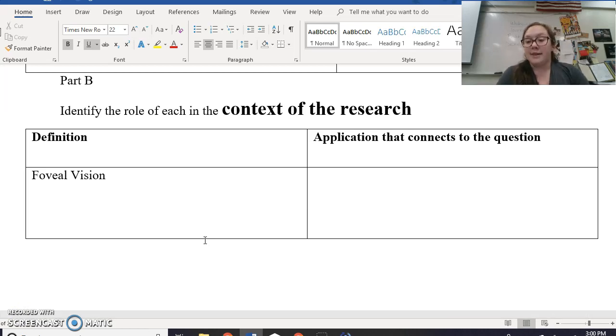So anyway, as I was saying, when you are identifying the role of each of these particular mechanisms within the context of the research, you have to make sure that not only your definitions are structured enough to where they make sense in the context of the research, but your application, you're simply talking about the role of each of these things. So we have 3 that you're identifying in Part B.